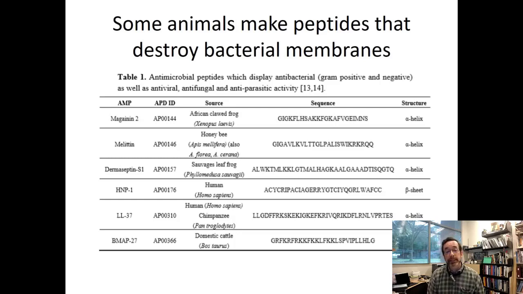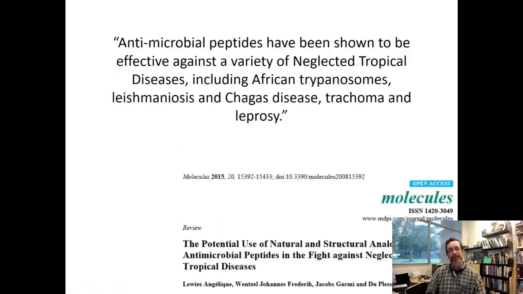Here are some actual sequences, just as examples. These usually are short sequences. They're made by organisms such as the African clawed frog. The honeybee makes one. The, I can't even say that, sauvage leaf frog. And even humans, we make a sequence of proteins that will actually disrupt bacterial membranes. And so that's kind of cool.